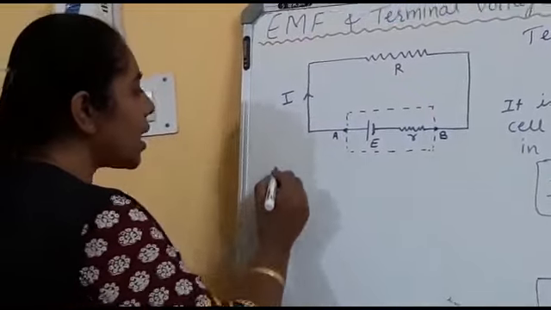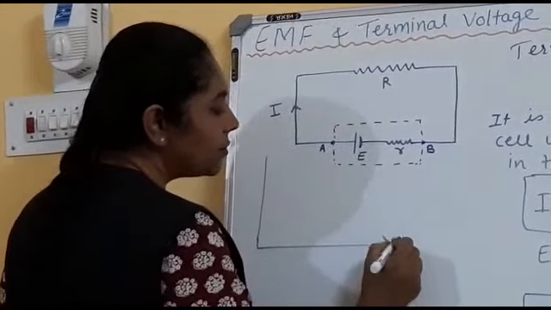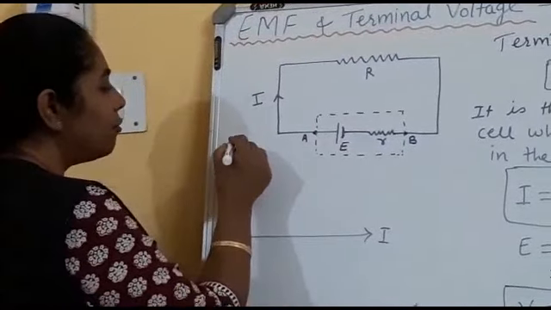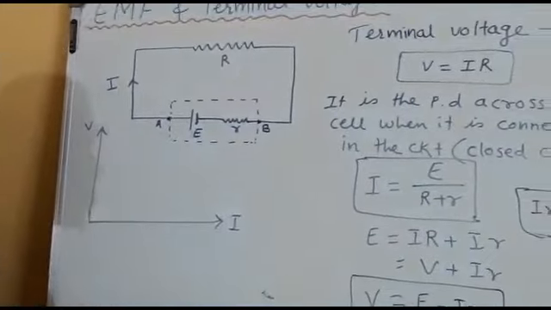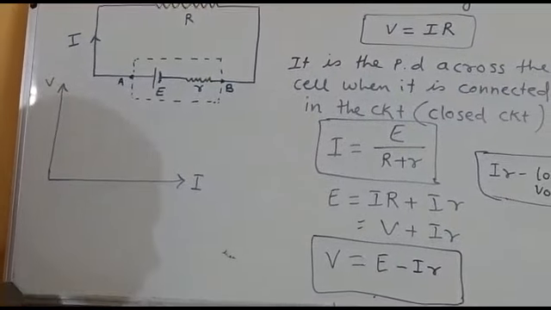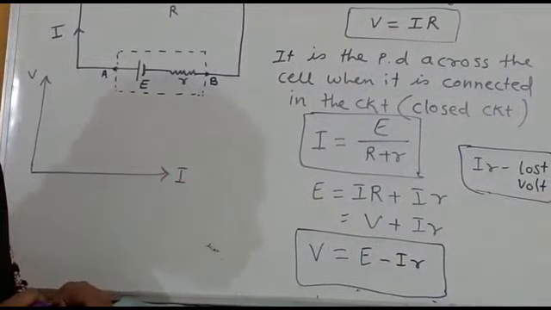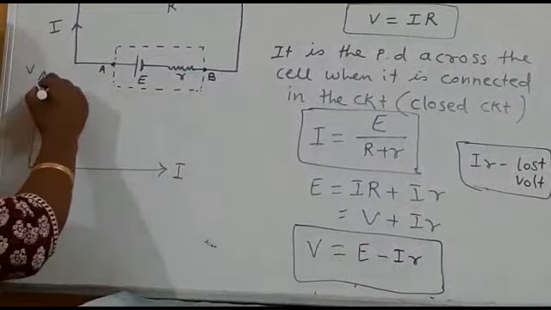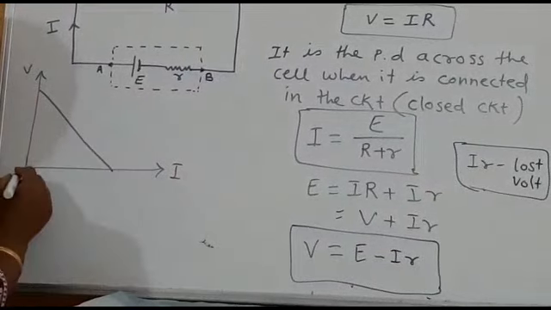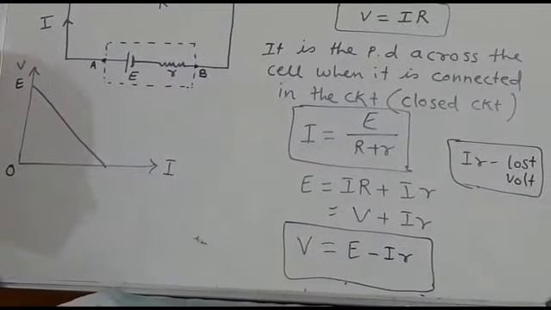So the first graph we will discuss is terminal voltage and current, the I and V graph. So you see this is y is equal to mx plus c. This formula is in terms of y is equal to mx plus c. Your slope here is negative, so your graph will be like this. Here it is maximum EMF E.